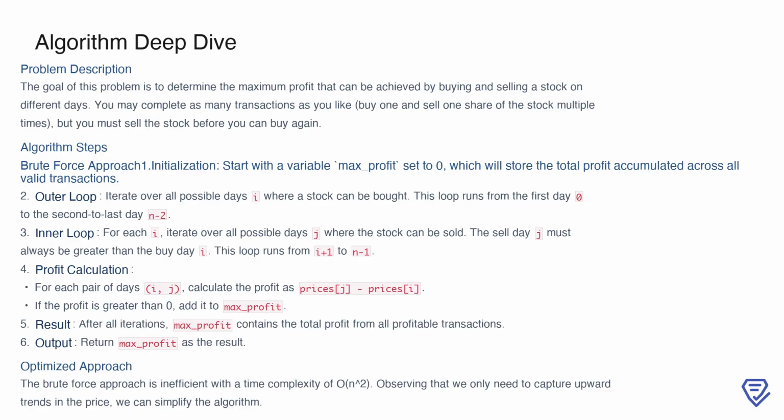Here, we initialize a variable max_profit to 0, which will store the accumulated profit from all valid transactions. Then we use two nested loops. The outer loop iterates over all possible days to buy the stock, while the inner loop considers all subsequent days as potential sell days. For each pair of buy and sell days, we calculate the profit as the difference between the sell price and the buy price. If this profit is positive, we add it to max_profit. After all iterations, max_profit will contain the total profit from all profitable transactions.